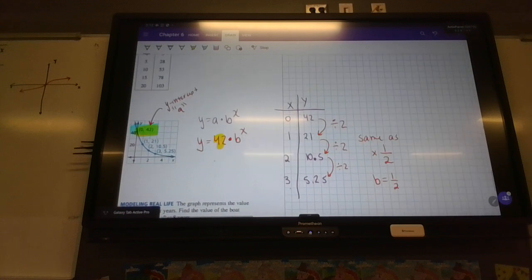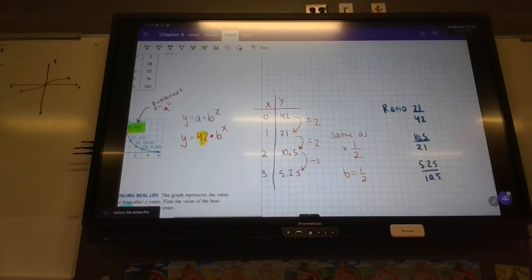If that's difficult for you to see, just set up a fraction called a ratio, and you would do 21 over 42, 10.5 over 21, and 5.25 over 10.5. All of these reduce to 0.5. And that's your base, your b value. It's the same as 1/2, and it's the same as dividing by 2.